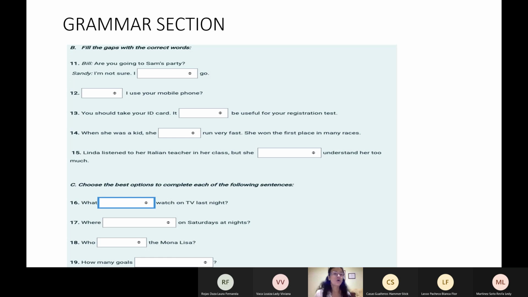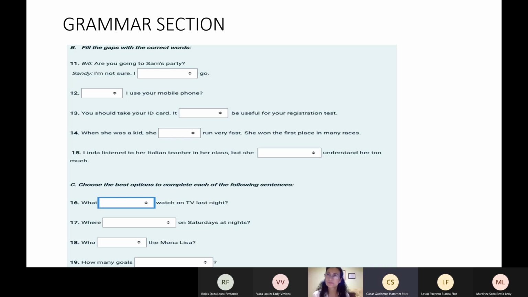Question number 17. Where? On Saturdays at night. Como está terminando on Saturdays at night, ¿tenemos expresión del pasado? No, ¿cierto que no? ¿Tenemos una expresión del futuro? Tampoco. La pregunta termina es on Saturdays at night. ¿Por qué está preguntando?